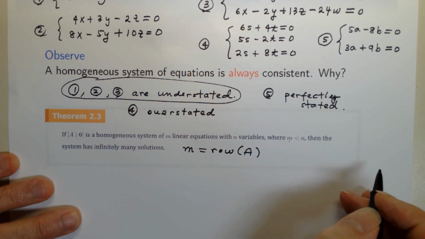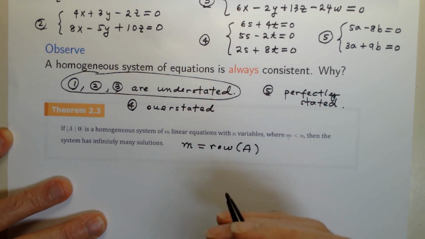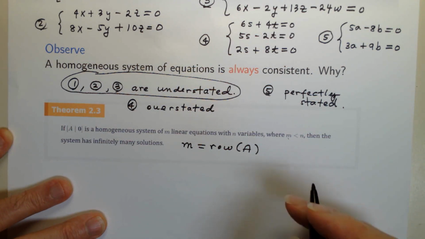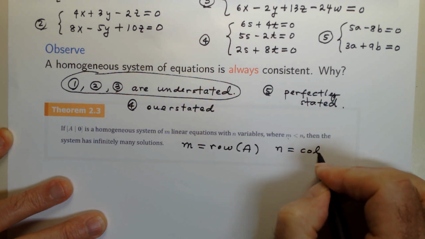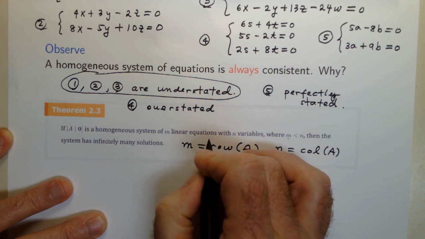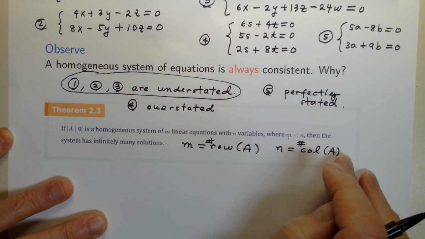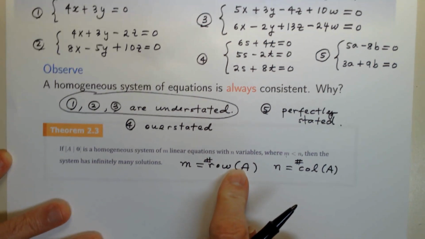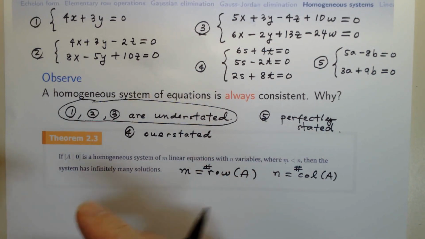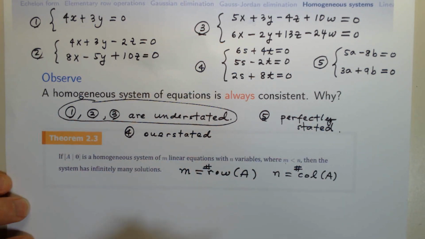I'll just notate that by saying m is equal to the number of rows of A. And n is the number of equations, and that's equivalent to the number of columns. So the number of rows and the number of columns. And what we're being told is that there are more columns than rows. So if we think about the shape of that matrix, it's going to be rectangular and elongated. It'll be wider than it is tall, so to speak.